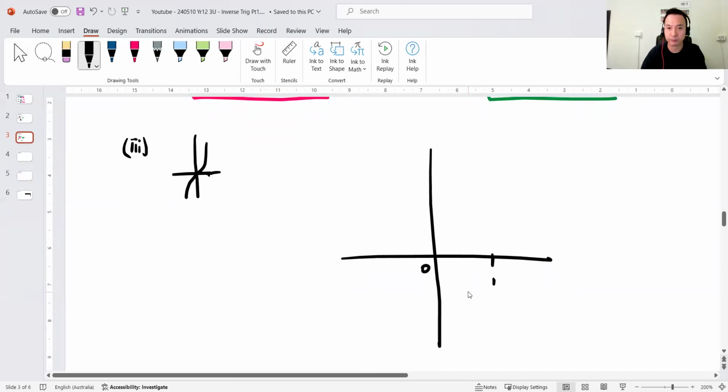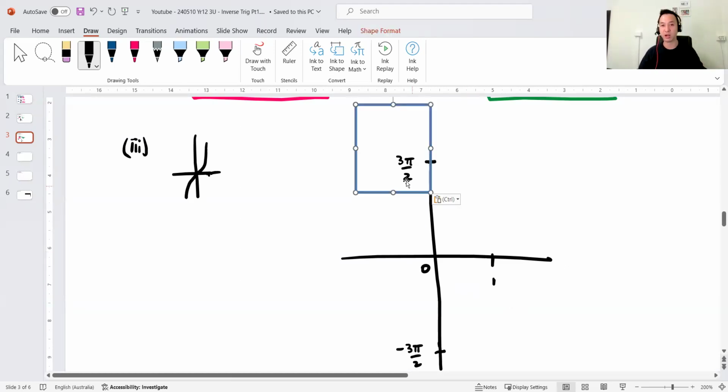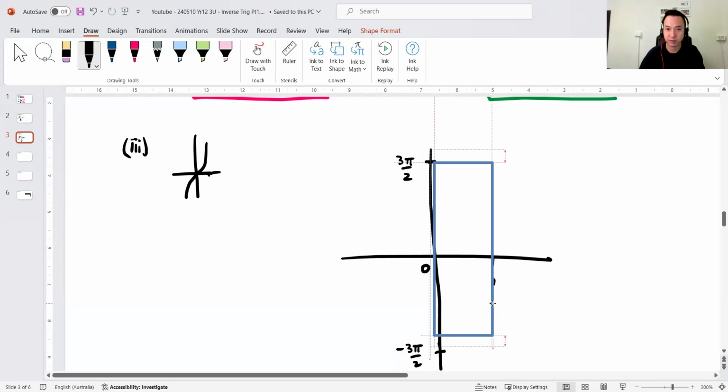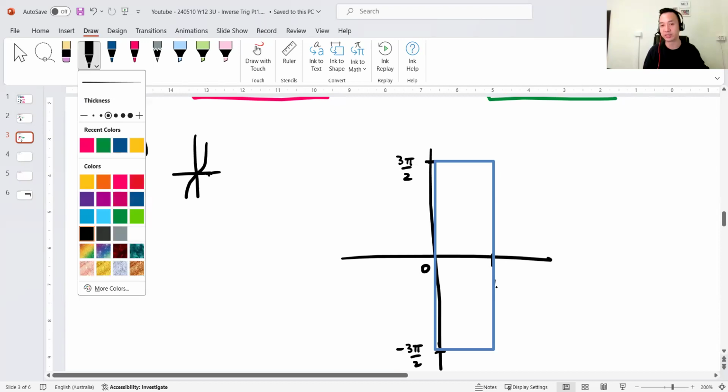Negative 3 pi on 2, pi on 2. So it'll be 3 pi on 2 here, and negative 3 pi on 2 here. And guys, that's so I got my height and my width. So let's try and make this happen. So obviously my rectangle is straight. Broadly as a guide, guys. I'll delete my rectangle at the end of it.